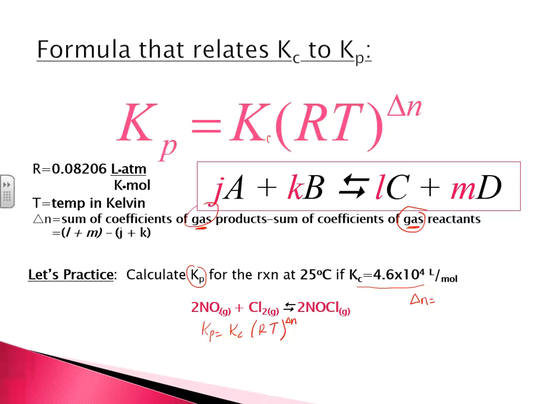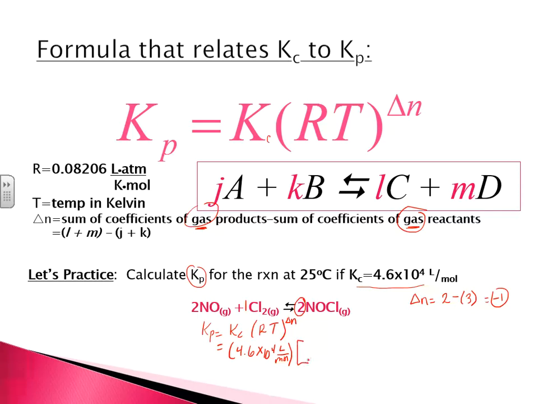We're going to look across here: gas, gas, gas. All these are gases, so take your coefficients of the gaseous products, which is 2. From that, we're going to subtract the sum of the gaseous reactants, 2 plus 1, which is 3. So 2 minus 3 gives you -1 for your delta N. Now we're going to plug in. Kc was given as 4.6 times 10 to the 4th liters per mole.